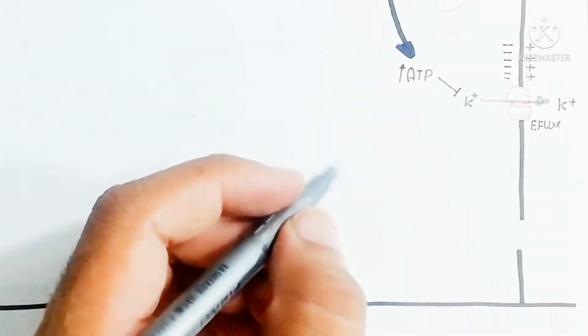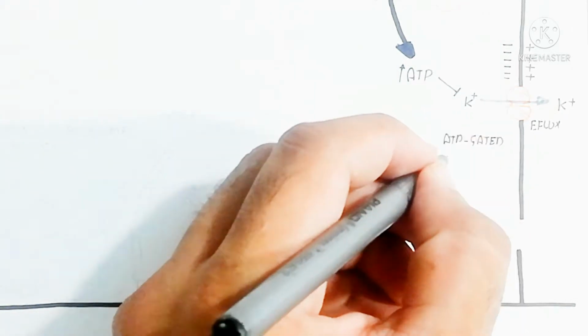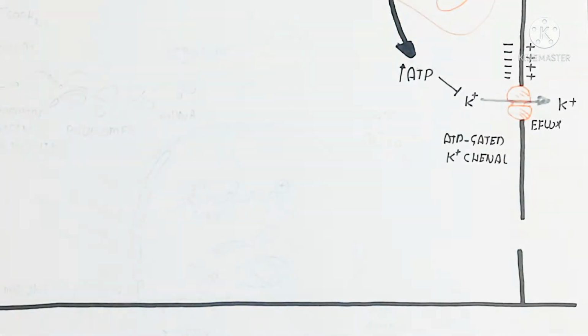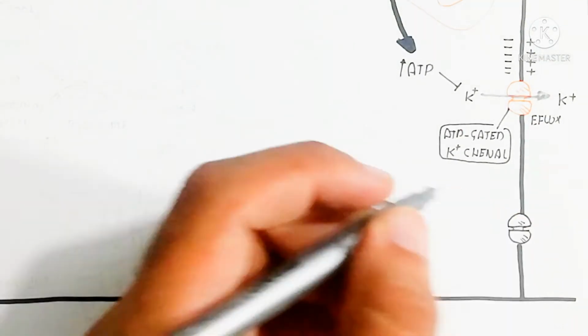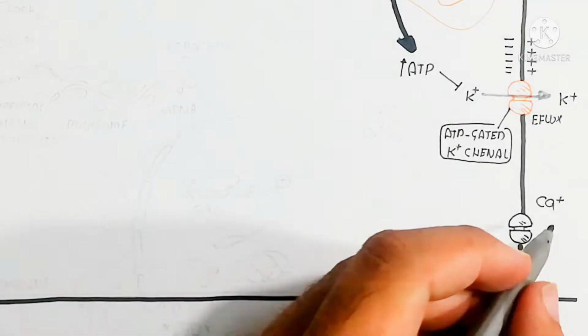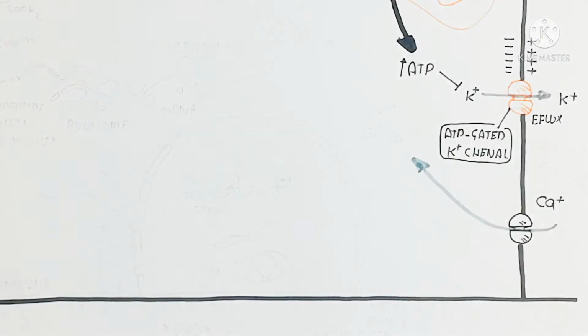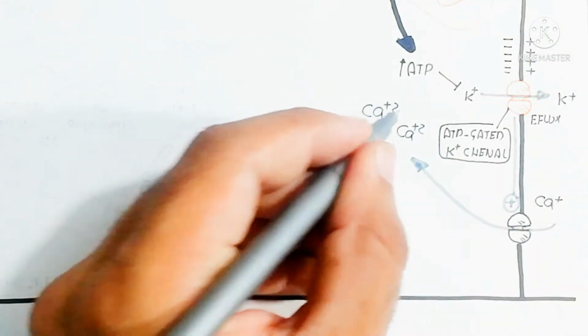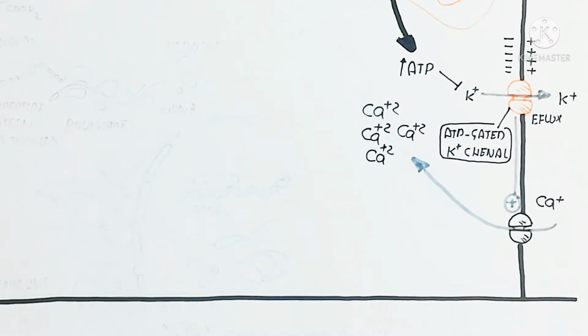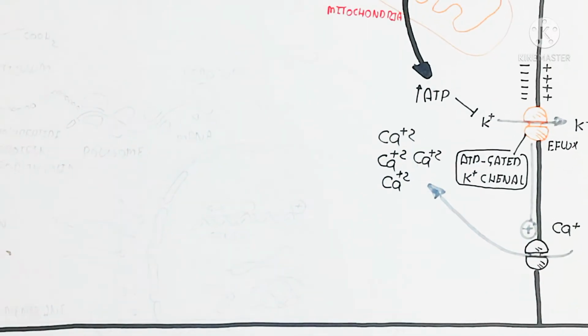So this charge is due to the potassium. ATP increases to inhibit the potassium efflux. After the efflux is inhibited, the inside charge will be negative. After the negative charge inside as compared to the outside, it stimulates the calcium channel, the L-type channel, which creates calcium moving inside. So, the influx.